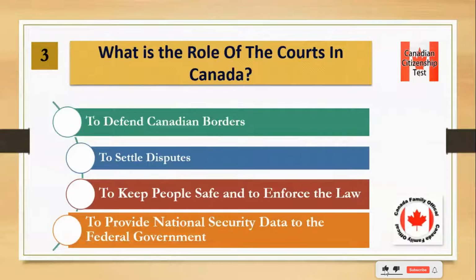What is the role of the courts in Canada? Number 1. To defend Canadian borders. Number 2. To settle disputes. Number 3. To keep people safe and to enforce the law. Number 4. To provide national security data to the federal government. And the answer is to settle disputes.